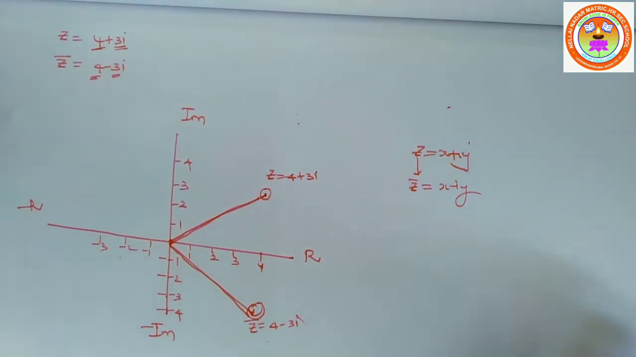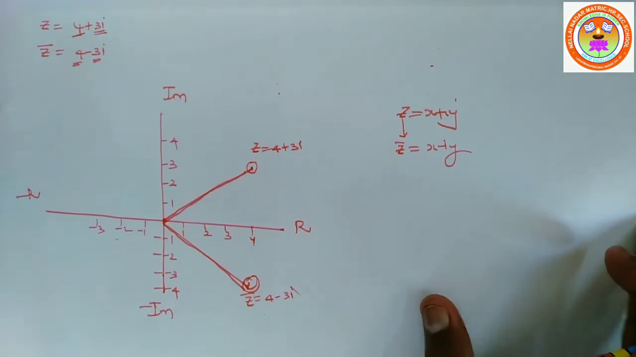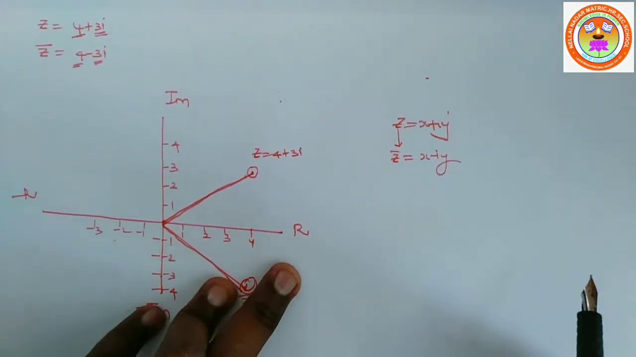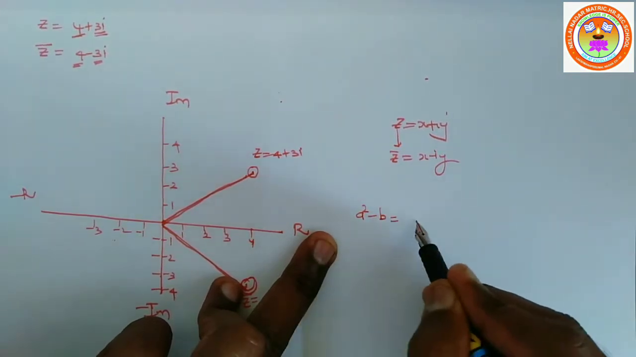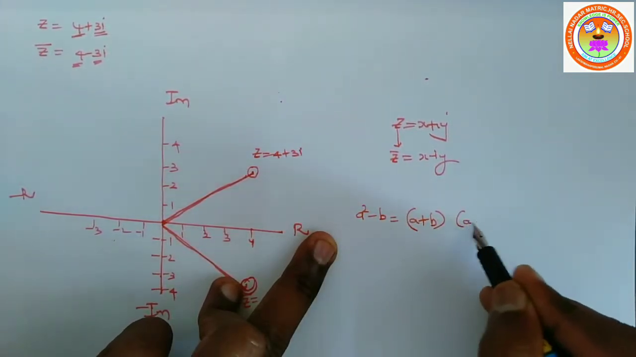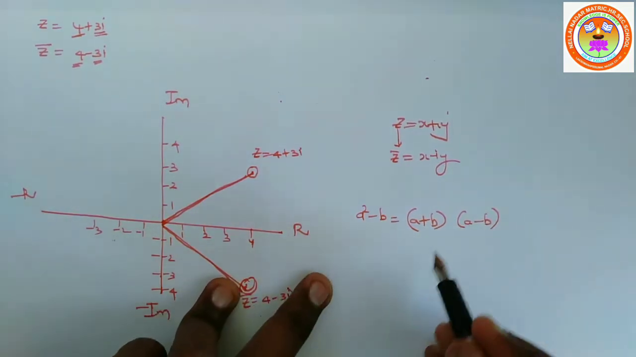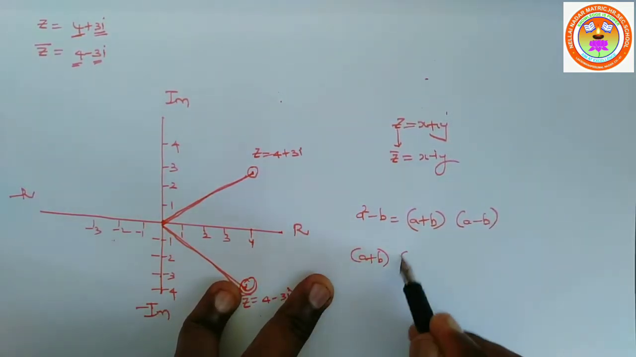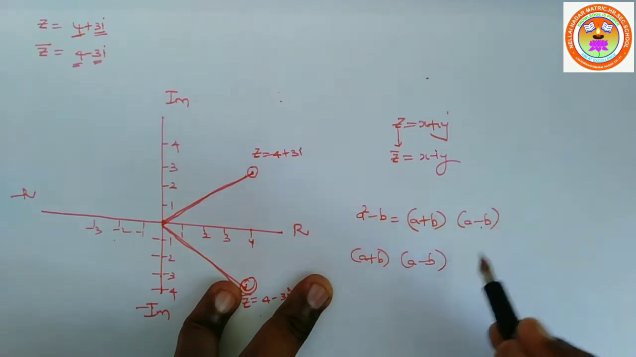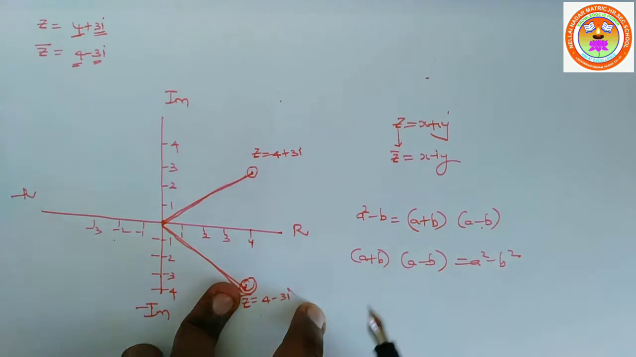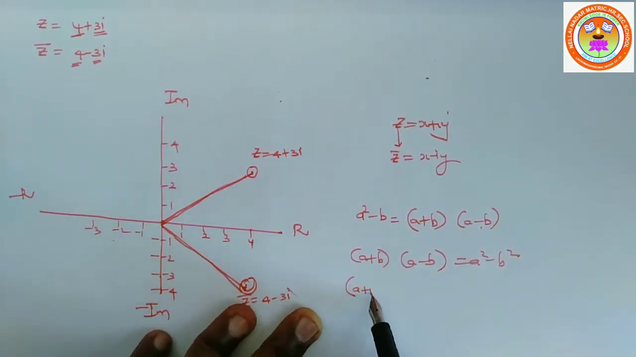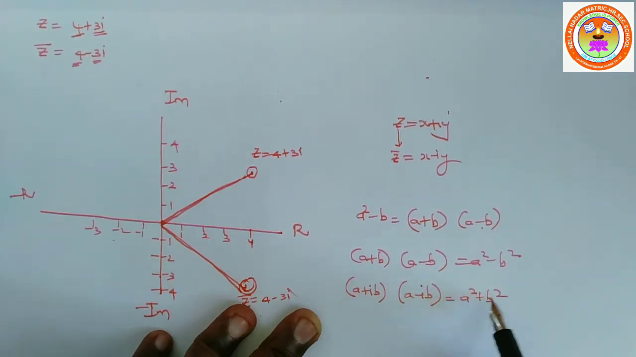Another important thing I need to teach you, which will be very useful in solving problems. You know the formula: a plus b into a minus b is equal to a square minus b square. This is one of the algebraic expressions. Suppose I take a plus ib, which is a complex number, and a minus ib. The formula will be a square plus b square.